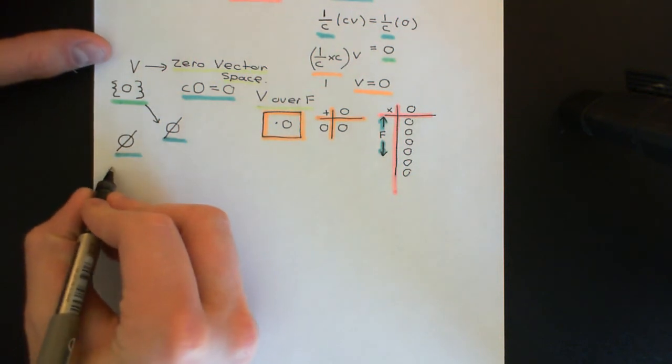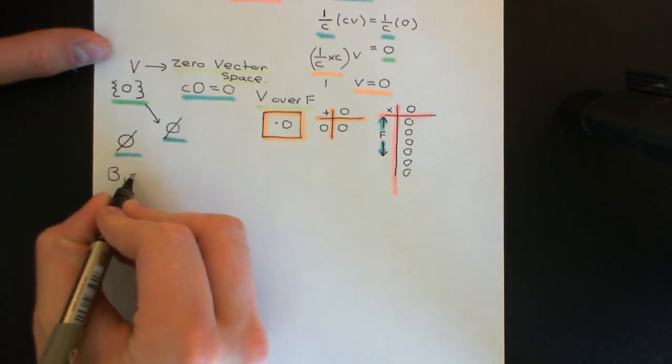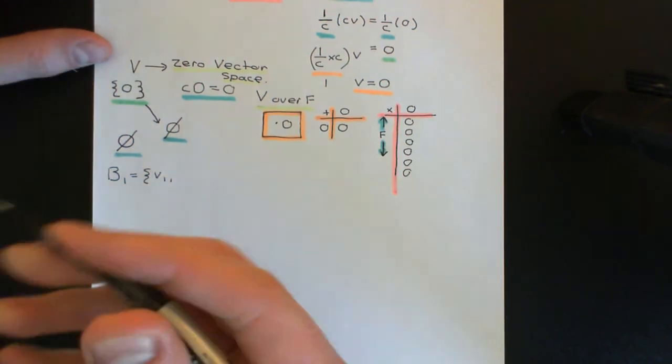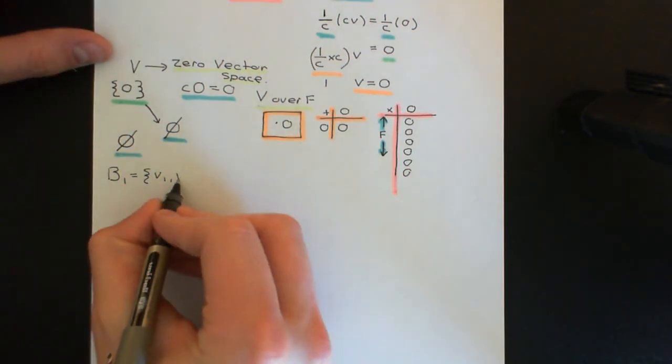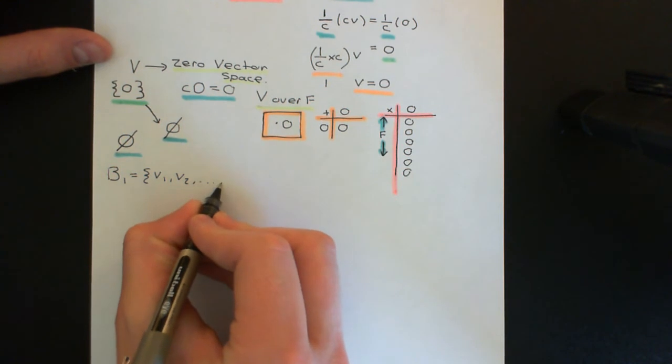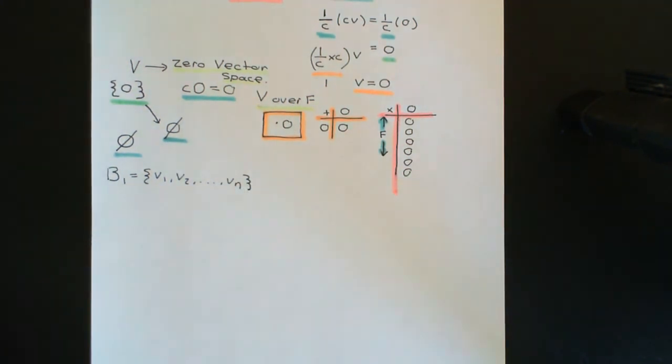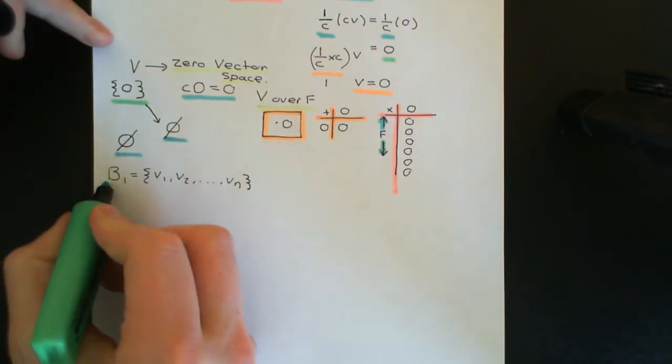So let's say that we have two bases. So let's have B1 here, which is a finite set of vectors which obeys the properties of being a basis, so it spans the entire vector space and it is linearly independent, so it's V1, V2, all the way up to Vn here. Okay, so I'll colour this one in green here.